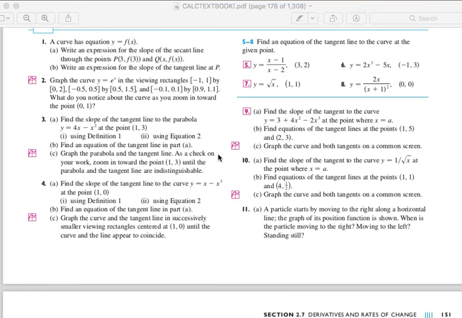And then 9, you just have to do A and B. You can skip C. It's the same idea. They'll just check it down there. And then 10, A and B. Okay, so finding the slope and then finding the tangent line.